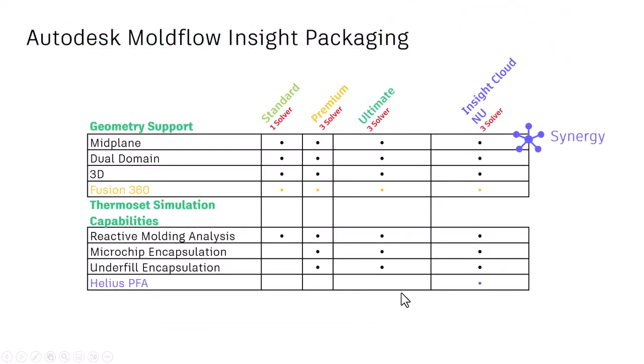And of course, the one thing that again differentiates is the access to the Helios PFA. If you open a traditional user, probably if you need to exchange the data between Moldflow and Autodesk Nastran or ANSYS, you may need to opt for a Helios PFA separately. But with the Moldflow Insight Cloud named user, you not only get access to the 3 solvers, but also get access to the Helios PFA.